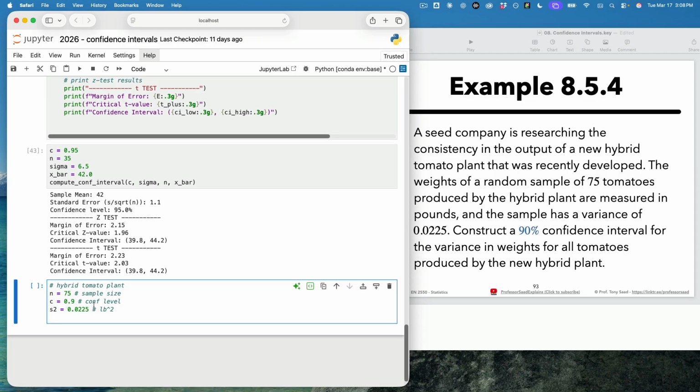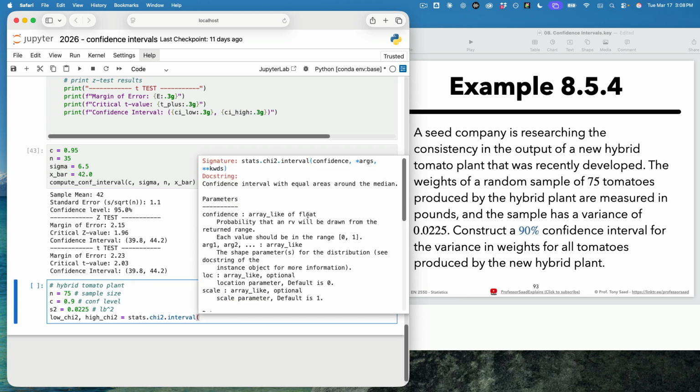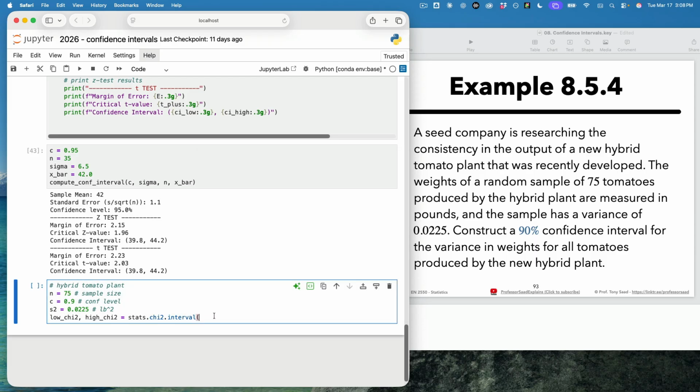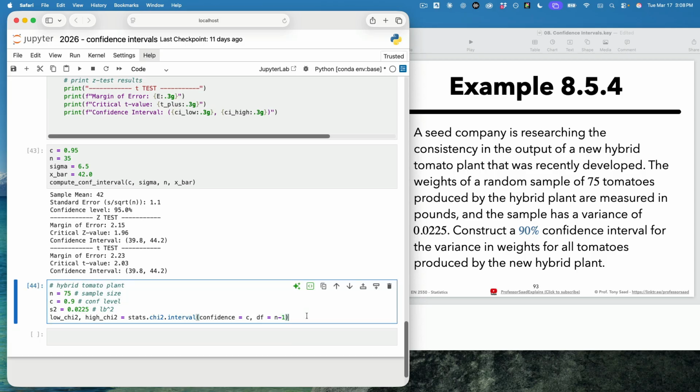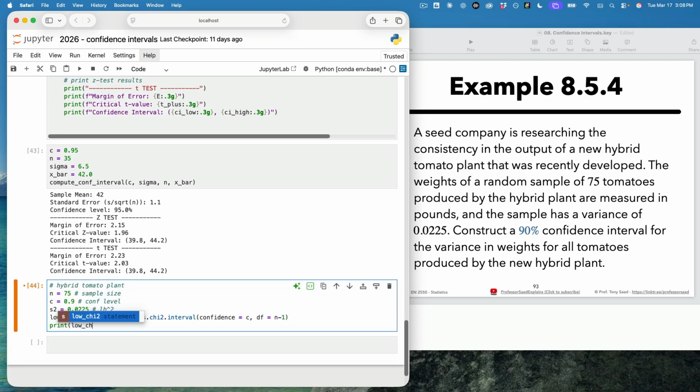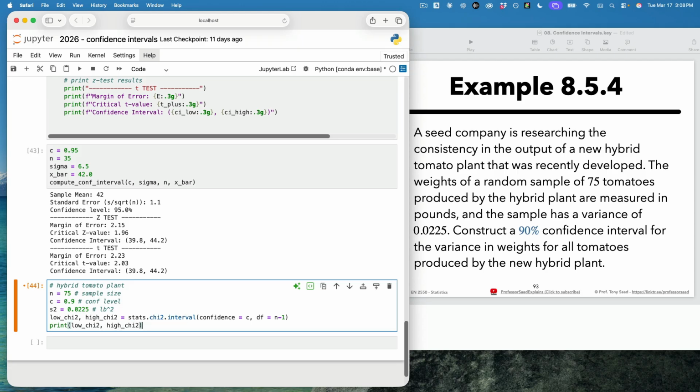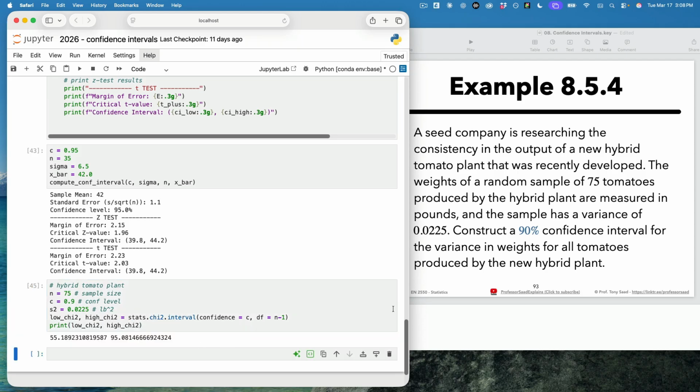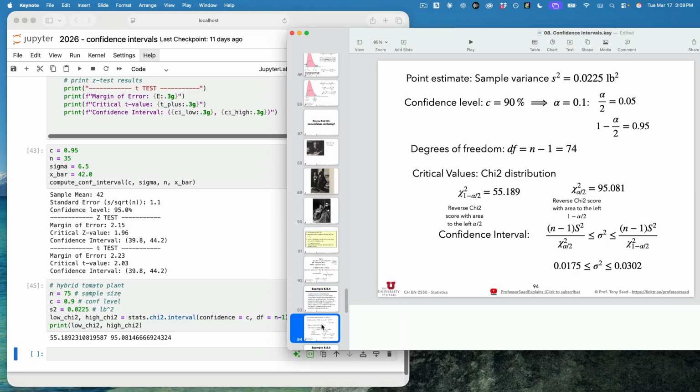All right, so chi low, chi squared, and then high. That's the order that stats.chi2.interval does it. Confidence interval with equal areas. Again, this documentation is nonsense, it's wrong. Just give it a confidence level, confidence equals C, and then df is equal to n minus 1. So if I run this and then print low chi squared and then high chi squared, I'm going to get 55.2 and 95.08.